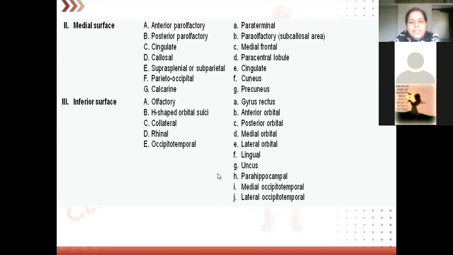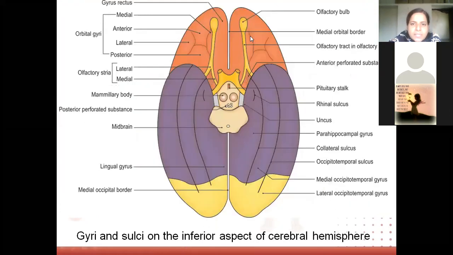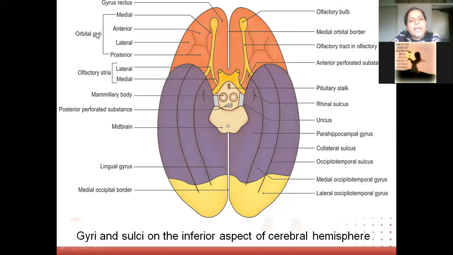I'll show you this gyrus rectus. This is the olfactory tract. Below this, you will have the olfactory sulcus. So this medial area is gyrus rectus, and it is labeled here. We have the H-shaped orbital sulcus, so here it is named as anterior, posterior, medial, and lateral orbital gyri. Corresponding ones are gyri: anterior, posterior, medial, lateral orbital gyri.